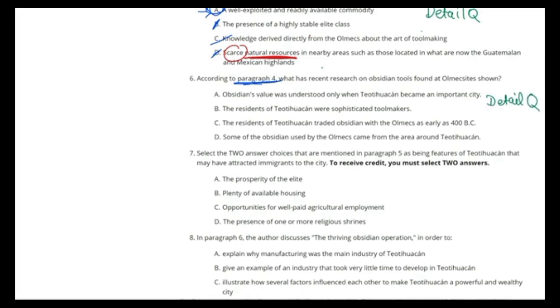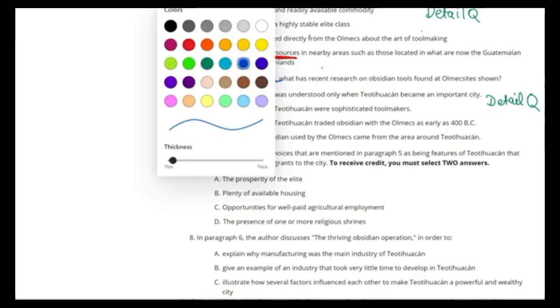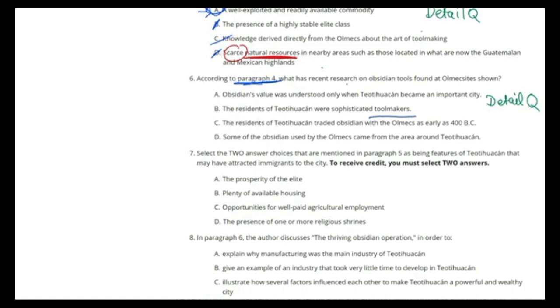Let's have a look at the answers. A says obsidian's value was understood only when Teotihuacan became an important city. The residents of Teotihuacan were sophisticated tool makers. So here, just underlining this, they talk about tool making. Here they talk about the obsidian's value. C, the residents of Teotihuacan traded obsidian with the Olmecs. Okay, this is something about trade. And D, some of the obsidian used by the Olmecs came from the area around Teotihuacan. This is about the area.